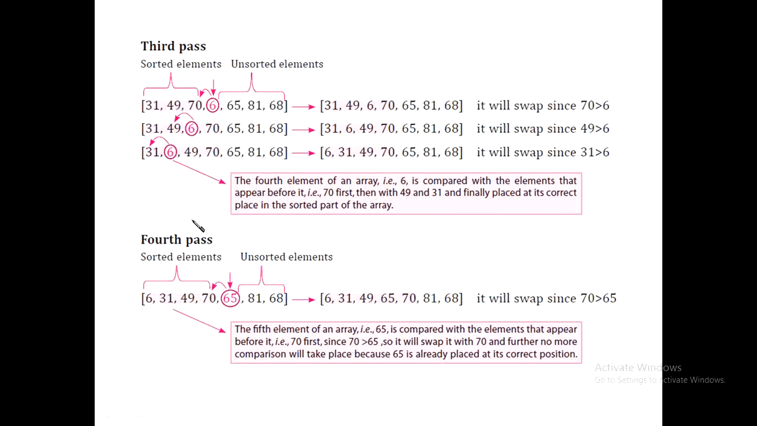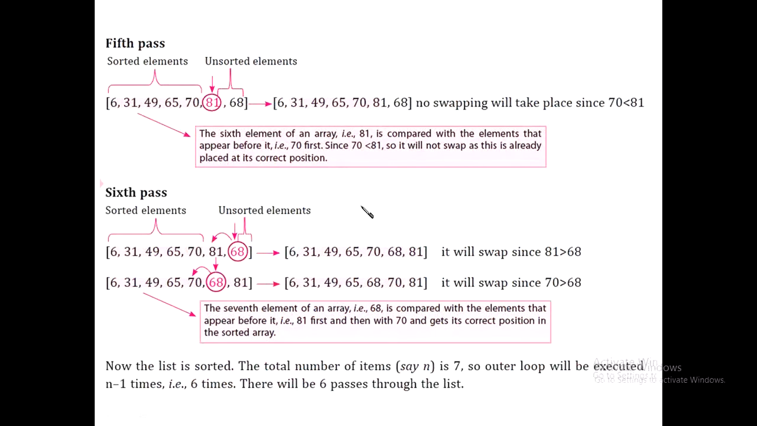Come to the fourth pass. In the fourth pass, the first 4 elements will be considered as sorted elements and the rest of the elements will be considered as unsorted. So the first element of the unsorted part will be compared with the sorted elements like this. After completing the fourth pass, we will come to the fifth pass.